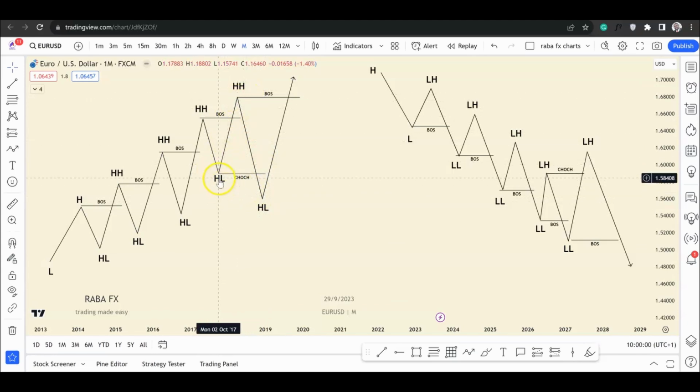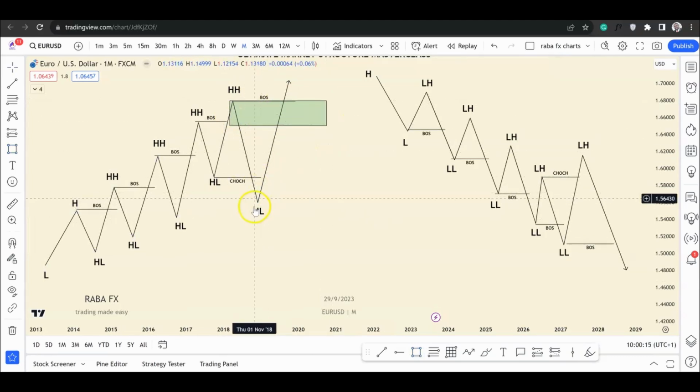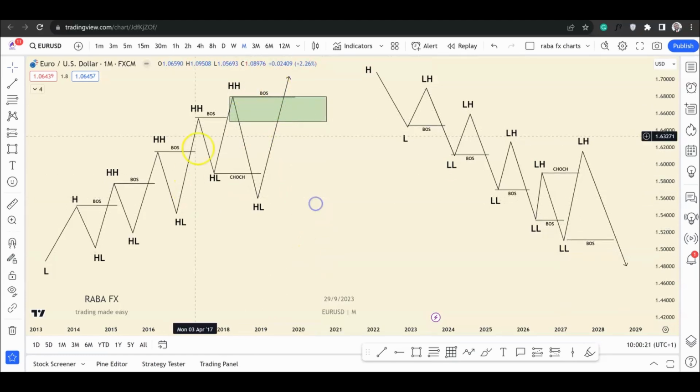Now, when this low gets broken, this is where a lot of newbie traders or less informed traders will start looking for shorts. They start looking for ways to sell the market at this particular order block. They set a limit order here, stop loss above, for the market to reverse. They call this a shift in market structure. Wrong. This is not a shift in market structure.